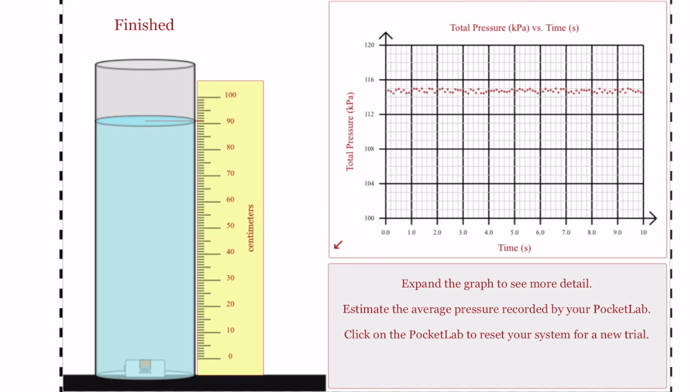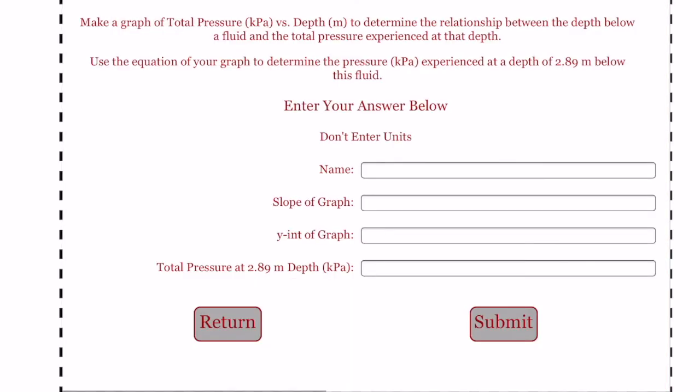So collect all the data points you need, make your graph, then hit the finish button and type in the slope of your graph, the y-intercept, and then your predicted pressure at a depth that you did not measure. Let me know if you have any questions.